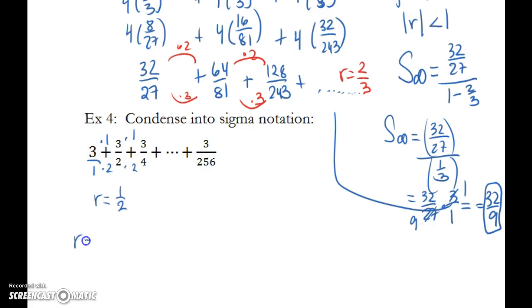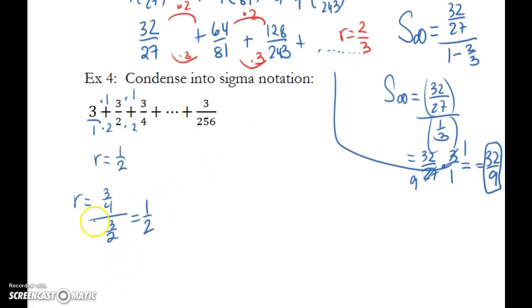Now you can test that out by taking any term, like 3/4, and dividing by the term in front of it, and you can verify that r is indeed 1/2 and that it's common. So if I take, for example, 3/2 and divide by 3, I also get 1/2. So it's geometric.